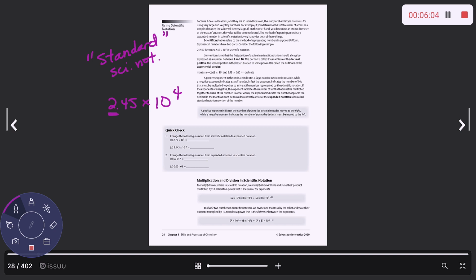Remember, you have a mantissa, which is the decimal portion, which is this part right here. Okay, and then you have the ordinate or the exponential portion, which is right here. Okay, positive exponents in the power of 10 tell you that I have a really large number. Negative exponents on the power of 10 indicate that it's a very small number. Okay, so if you have a positive exponent, you move the decimal to the right. If you have a negative exponent, you move the decimal to the left. Do I need to go over this, or can you do the quick check without me? Okay, you try the quick check without me. Let's see what you come up with.